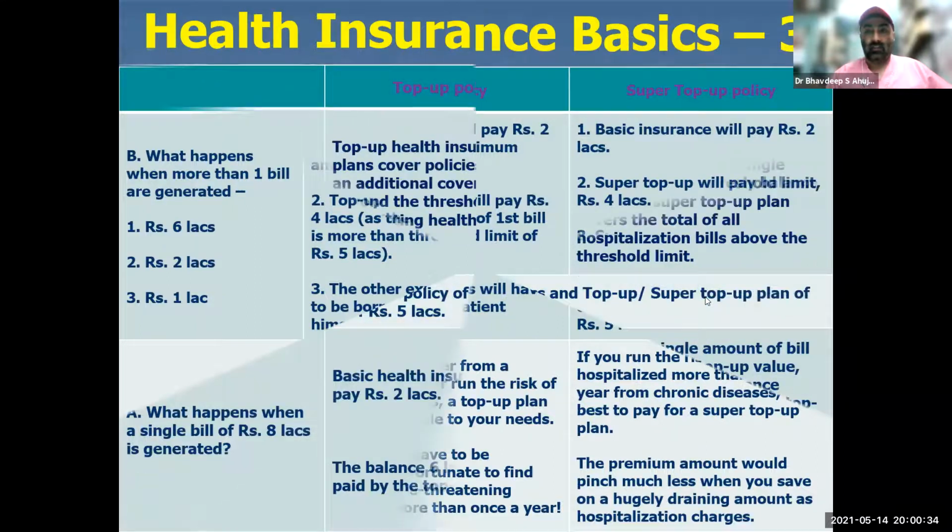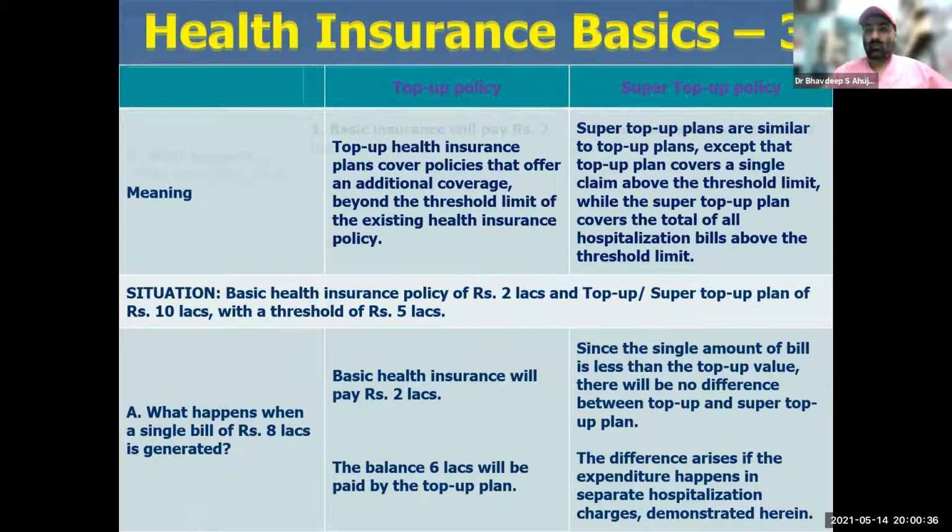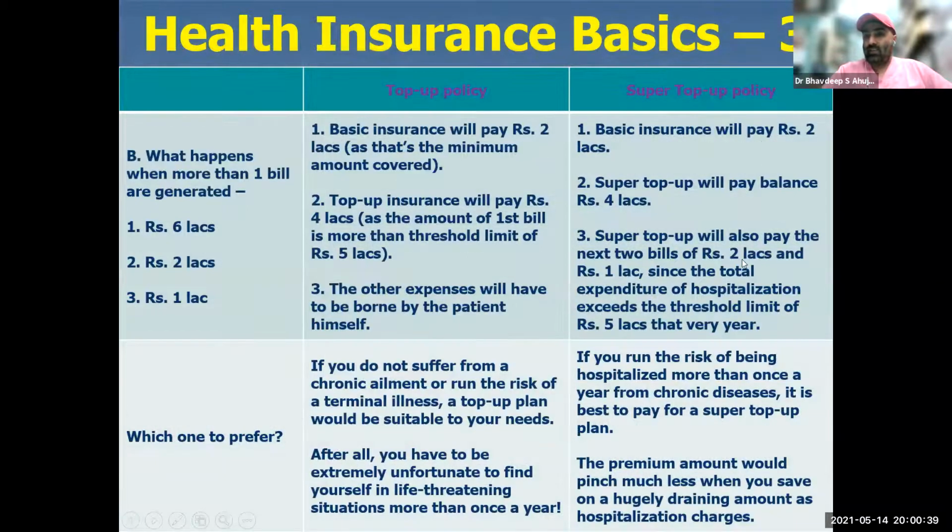I think 2 plus 10. Yes, 2 plus 10 was 12 lakh. So they are paid 6, 2 and 1, total 9 lakhs, because the threshold limit is 5 plus. So which one should you prefer?